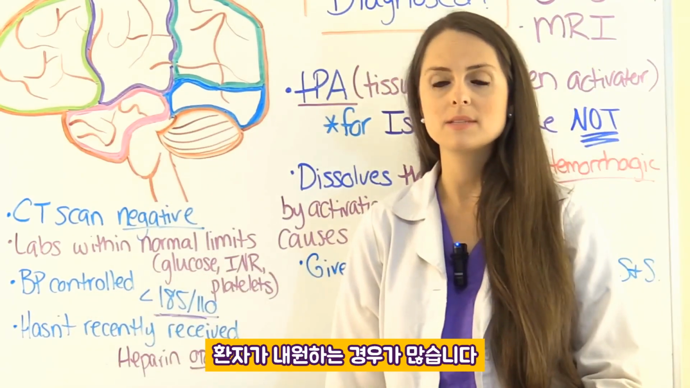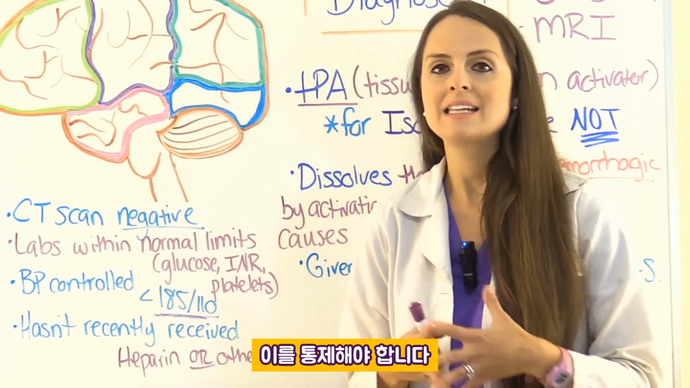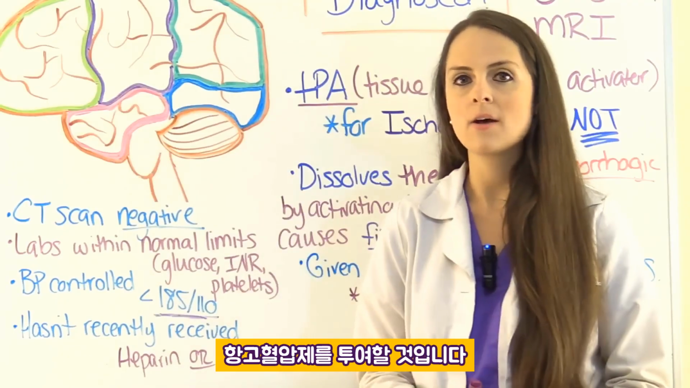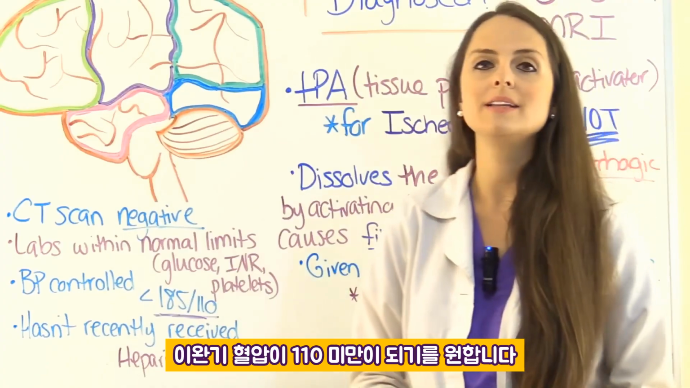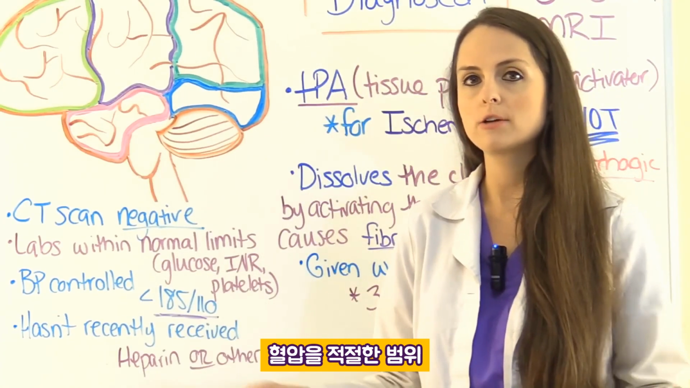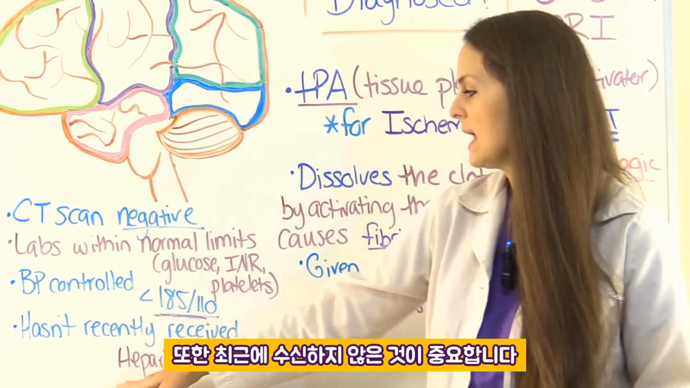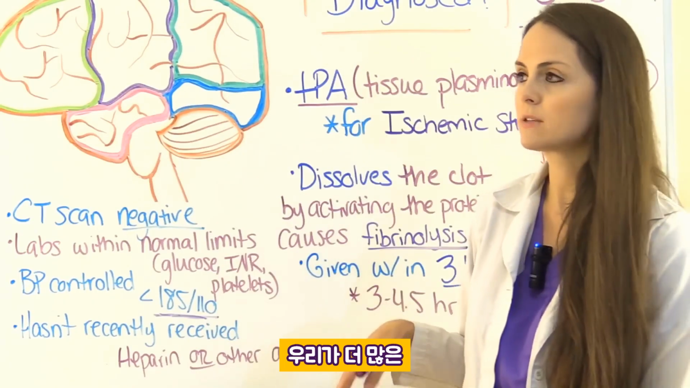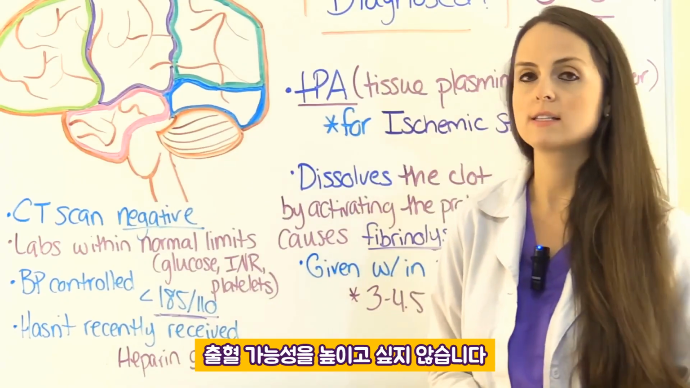A lot of times when a patient comes in with stroke symptoms, their blood pressure is through the roof. So they need that to be under control. As a nurse, you're going to be giving some antihypertensives to bring that down. You want the systolic to be less than 185 and their diastolic to be less than 110 before giving tPA. And while they're getting tPA, you want to keep that blood pressure within a good range. Also, it's important that they haven't recently received any drugs like heparin or any other anticoagulants, because we don't want to increase their chances of bleeding.